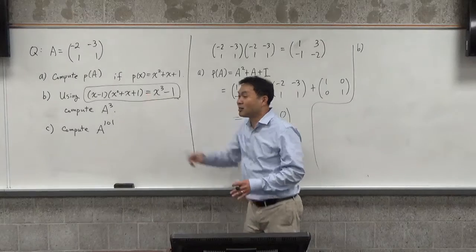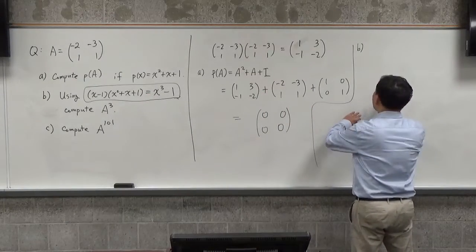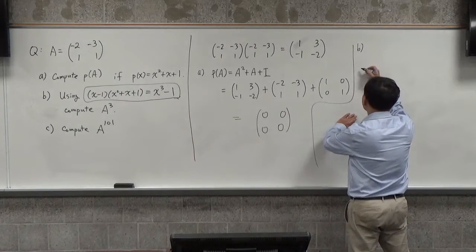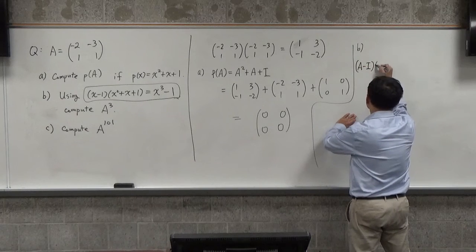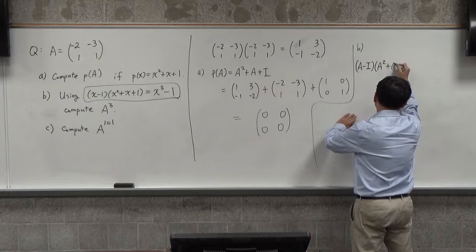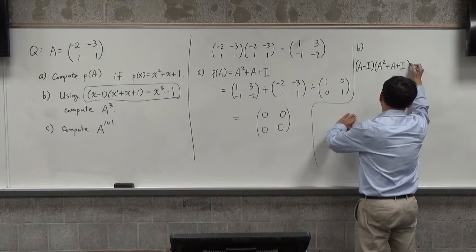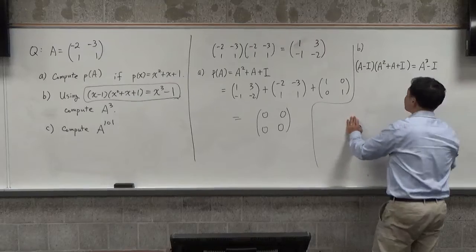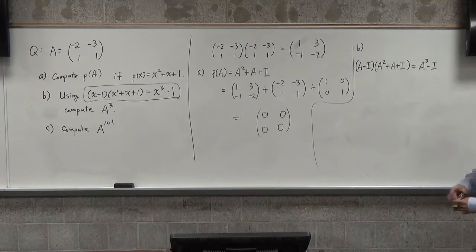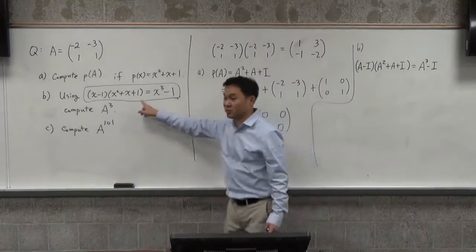So if I have that, I have the same exact identity in terms of matrix polynomials, which is A minus identity times A squared plus A plus identity is equal to A cubed minus identity. This is the polynomial version of this.